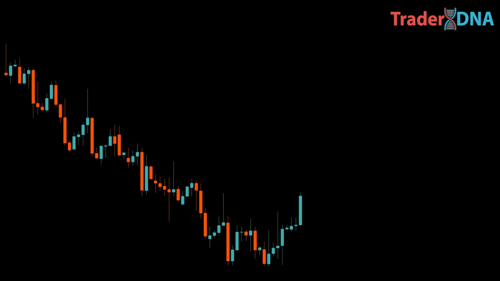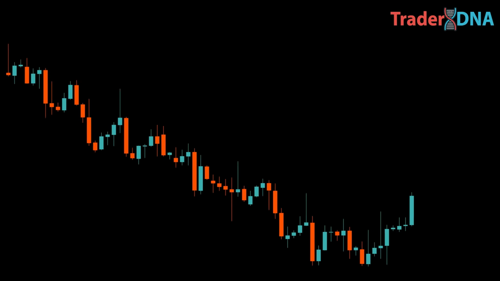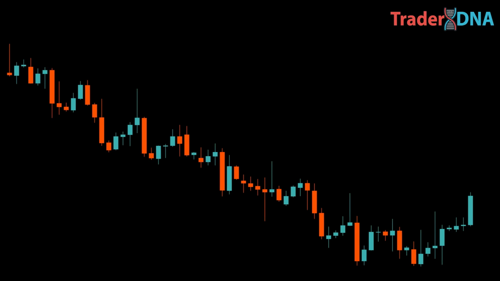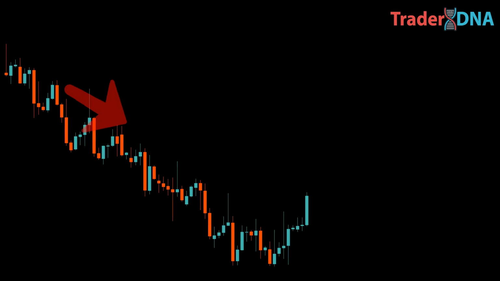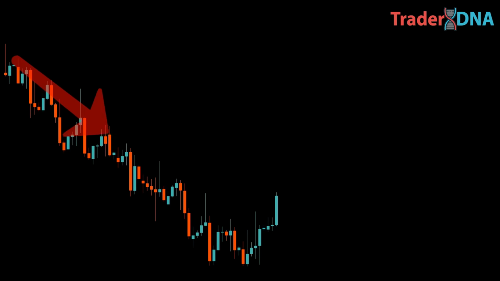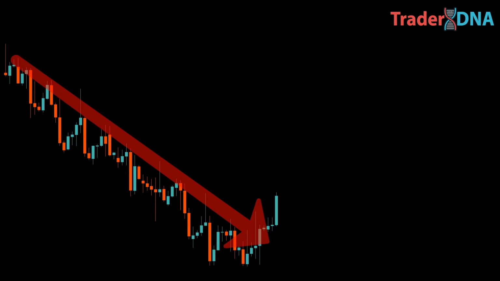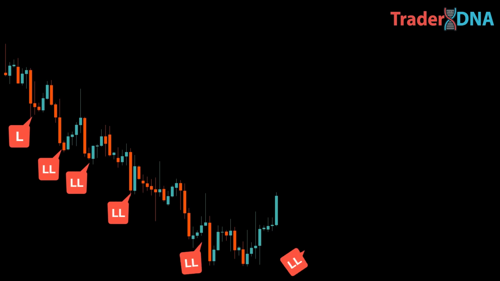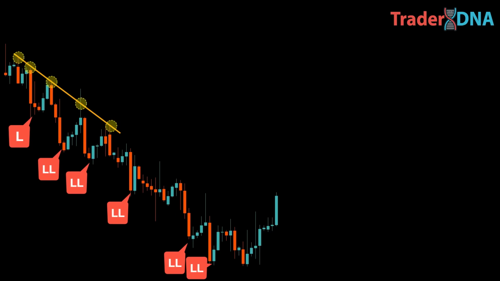Let's walk through another real example so you can clearly see how this strategy plays out in a downtrend. In this case, we're dealing with a bearish market where the overall trend is moving lower. How do we know that? Because the price is consistently forming lower lows, a classic sign of a strong downtrend. To visualize this clearly, we draw a downward trend line across the highs to highlight the structure of the bearish momentum. Now here's what makes this setup so powerful.